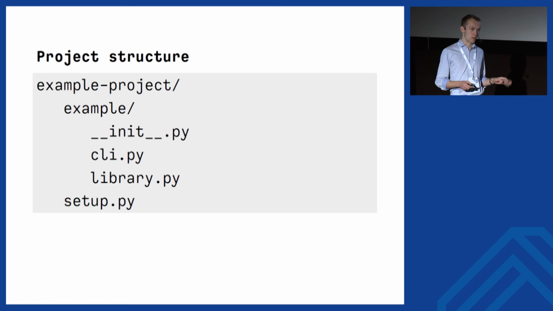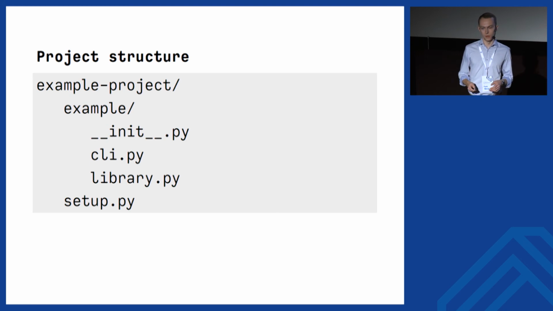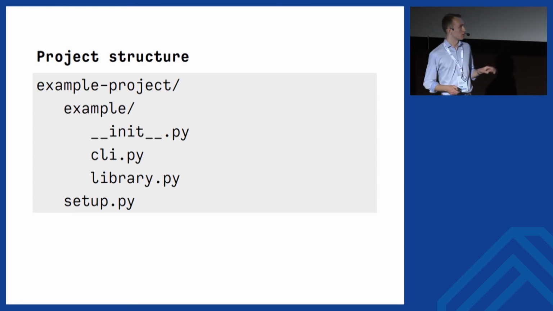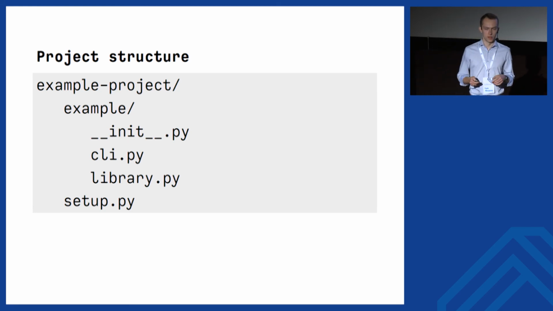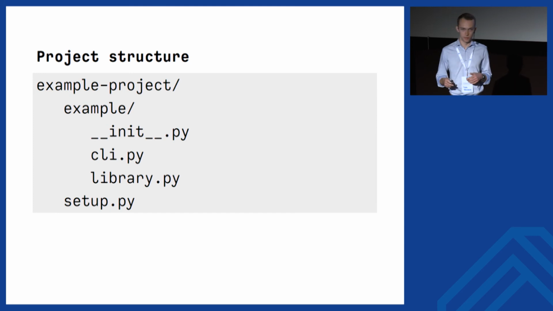So we have our project, whatever it does. We have it in an example project directory, and what we have to do is first define the directory where we will put our source code. This will be the package directory. Here it's called example. Then there we put an __init__ file to indicate that it is a package. And that's basically it if you want to define the package.